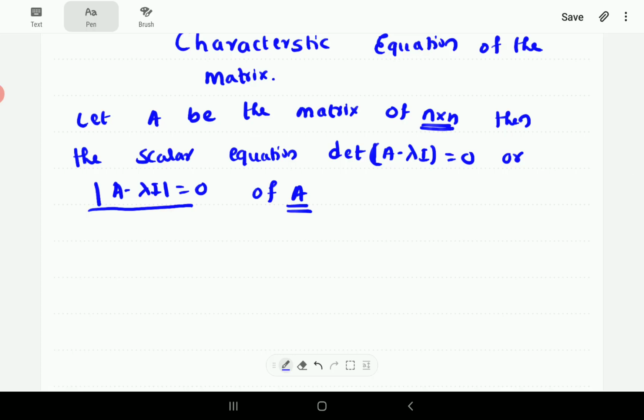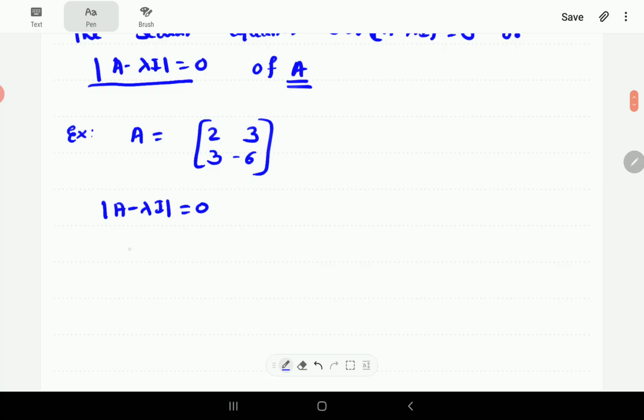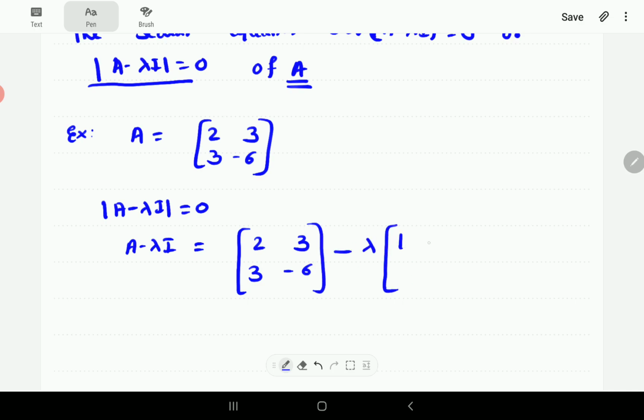So let's take an example and find the characteristic equation for a given matrix. Say A equals 2, 3, 3, minus 6. Let us find the characteristic equation of this matrix. To start with, we know that it should be determinant of A minus lambda I equal to 0. Let us find first A minus lambda I. So this will be equal to 2, 3, 3, minus 6, minus lambda times I, which is 1 0 0 1.